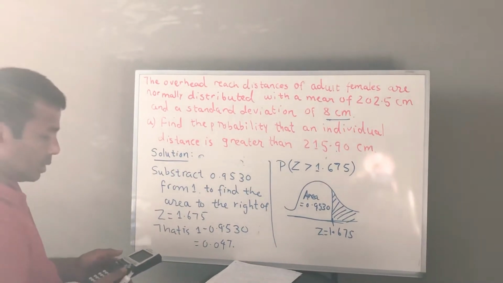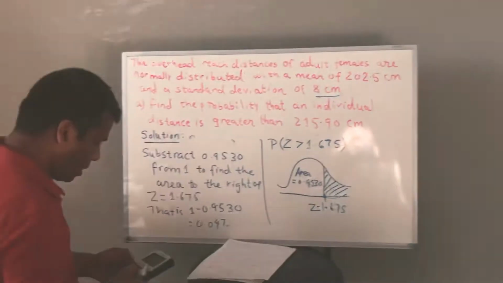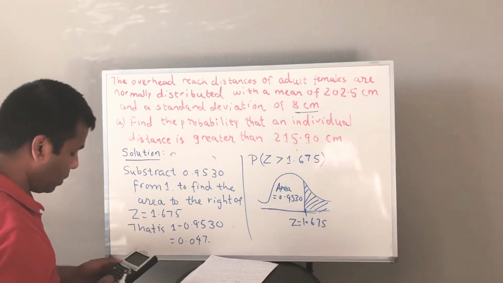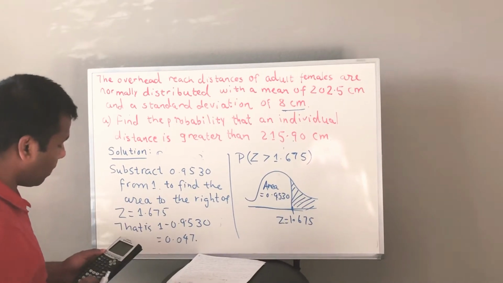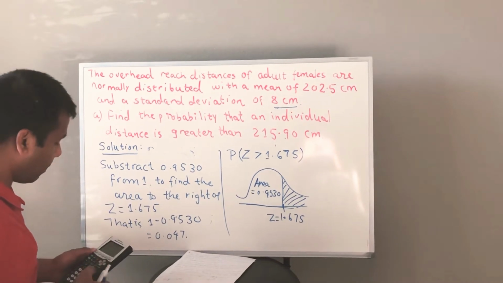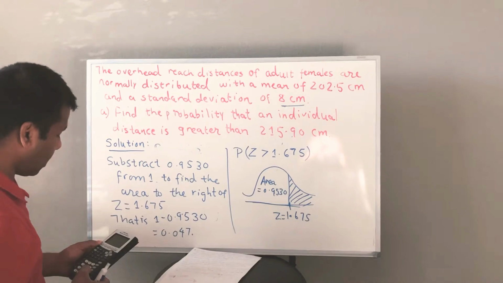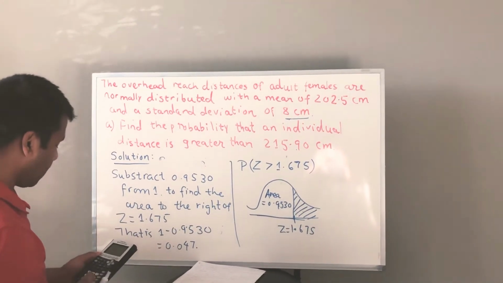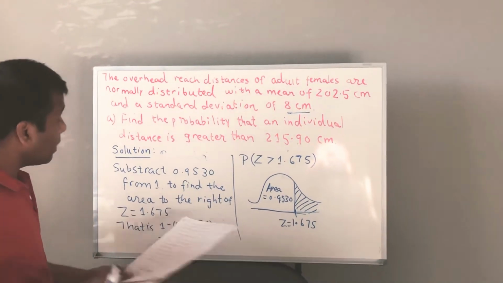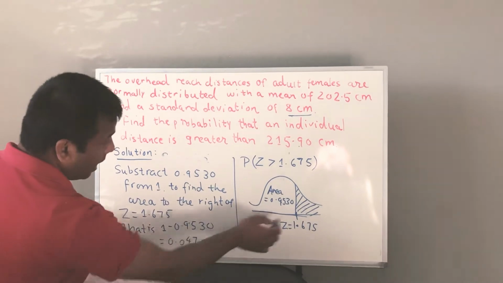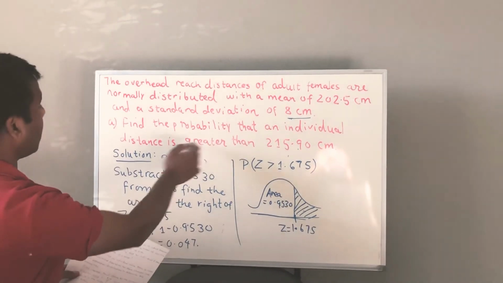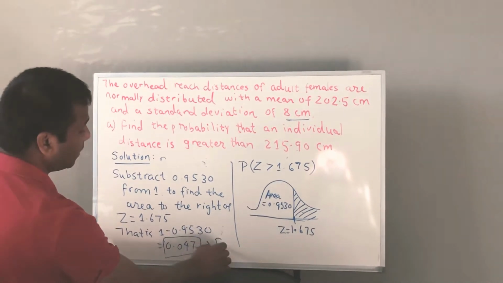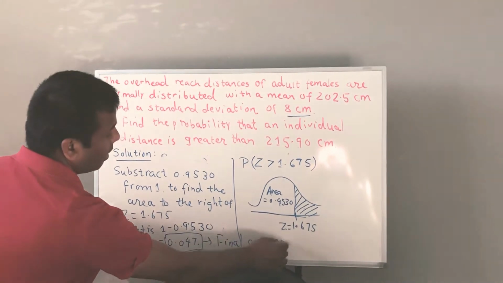So this is 0.047. Hold on a second, let me double check this area. You go to second, distribution, number 2, normalcdf, and the lower value is negative infinity, upper is 1.675, you hit enter. Okay, that gives you 0.9530, and that will end up with 0.047. So this area, the area of the shaded part, gives the probability that an individual distance is greater than 215.90 centimeters. This is your final answer.